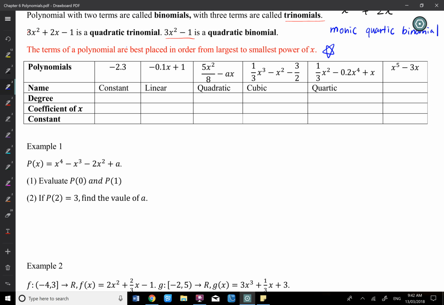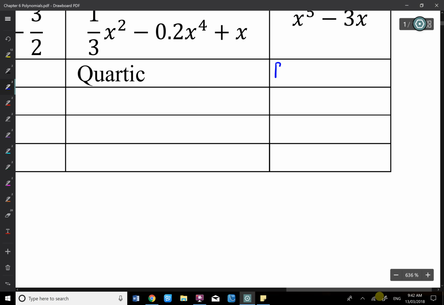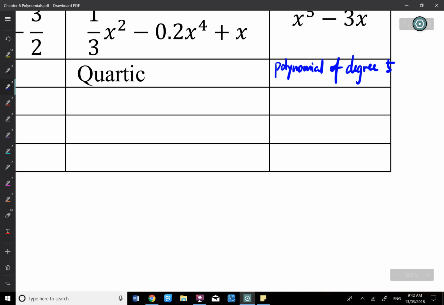But from power 5, we call that a polynomial of degree 5. If it's 6, we say polynomial of degree 6. If it's a power of 7, we say polynomial of degree 7. So we don't give special names anymore. It's easy, just talk about polynomial of degree 5.